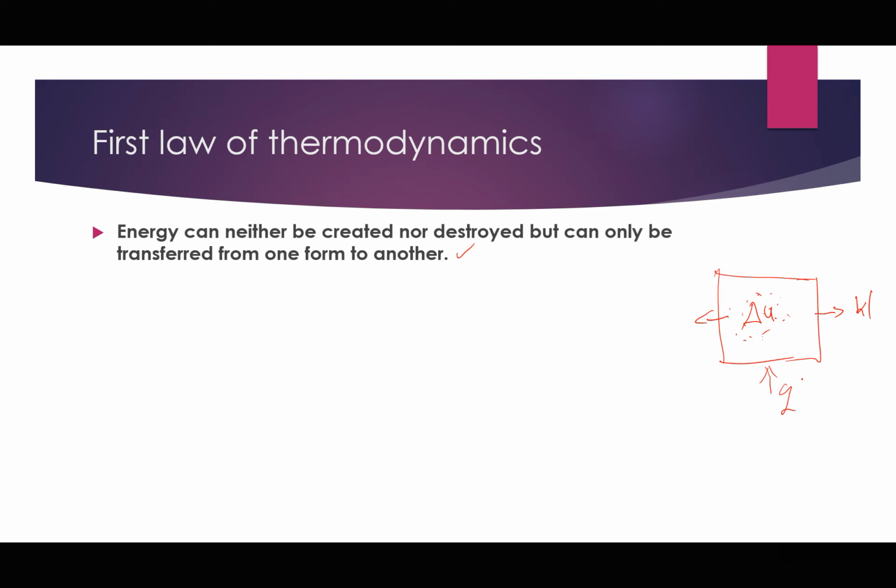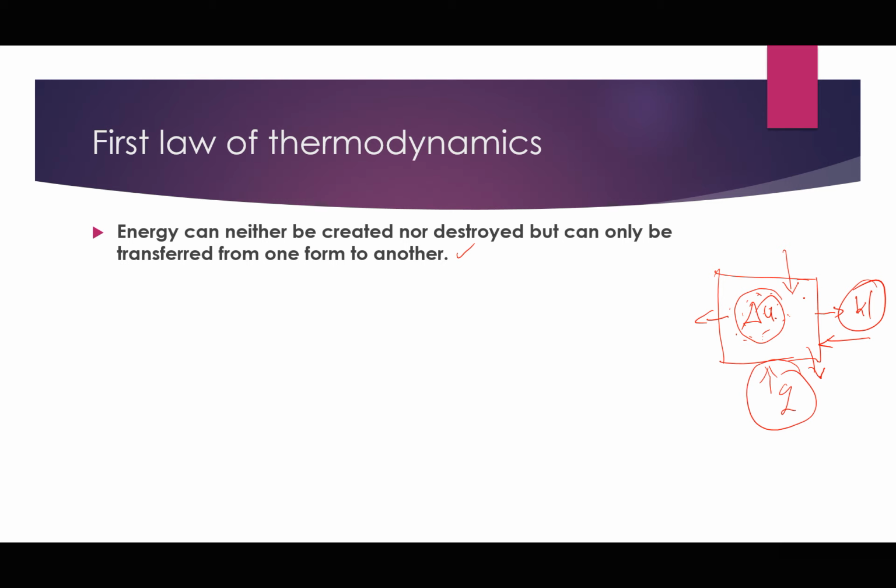So there are three things here: heat applied, change in internal energy, and some work done. So the arrows could point in different directions. For example, the system can lose heat, or work can be done onto the system, and the system's internal energy could increase, and so on and so forth.